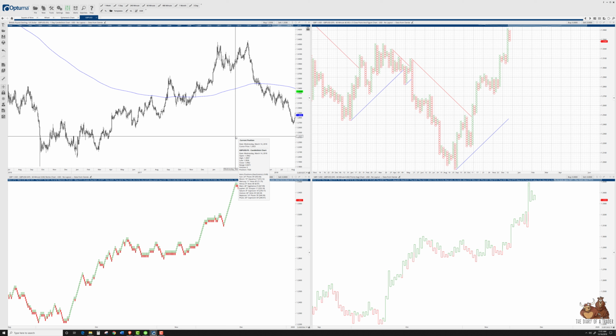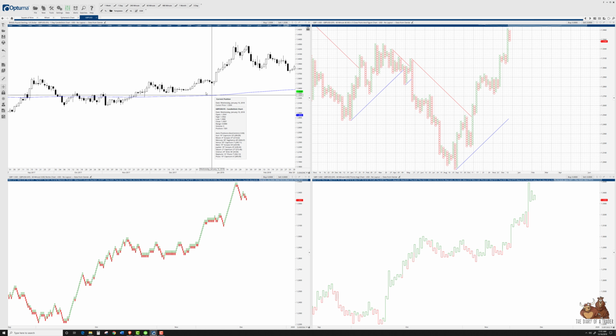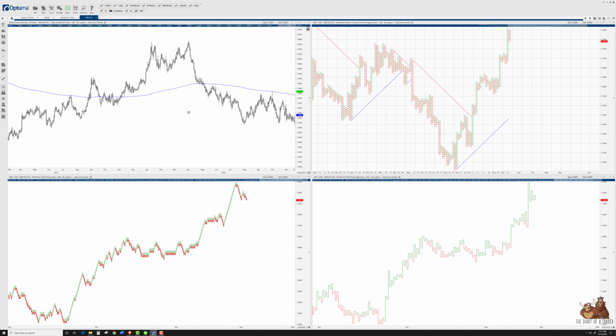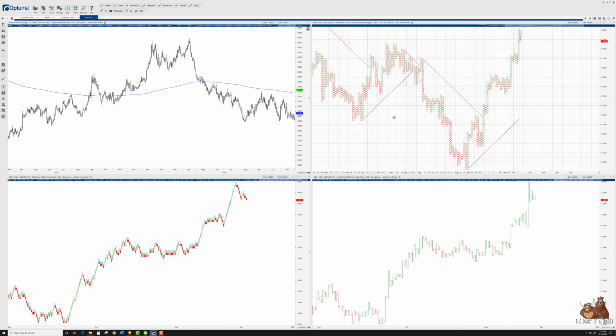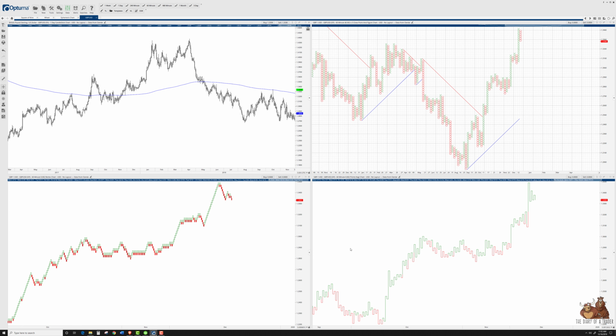So on your screen, there are four separate charts of the same instrument. This is the pound, dollar, the cable. The top left we have as a standard candlestick chart. The top right is a chart form known as point and figure. The bottom left is a chart form known as Renko. And the bottom right is known as Kagi, also called Gann swing charts.